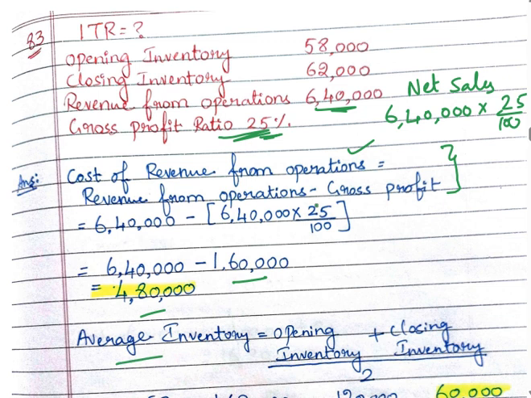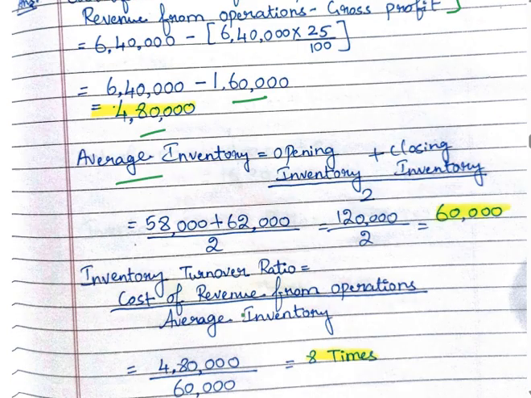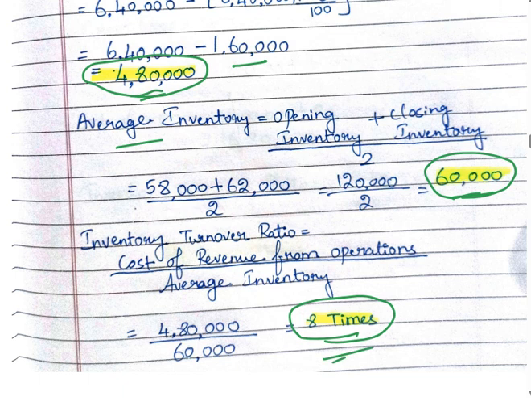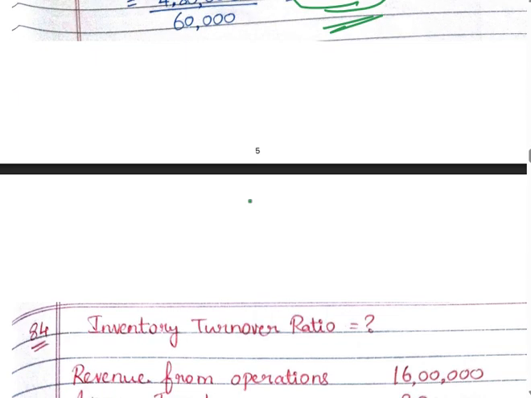Now next thing is average inventory. Average inventory is equal to opening is there, closing is also there. Directly substitute and you get 60,000 average inventory. Now substitute the values in inventory turnover ratio formula. Cost of revenue from operations 4,80,000 divided by average inventory, which is 60,000, which gives you 8 times, and this is the answer. Let's see the next problem now.